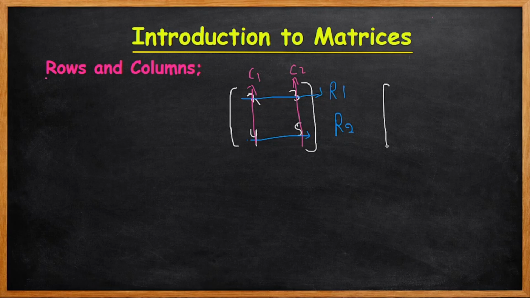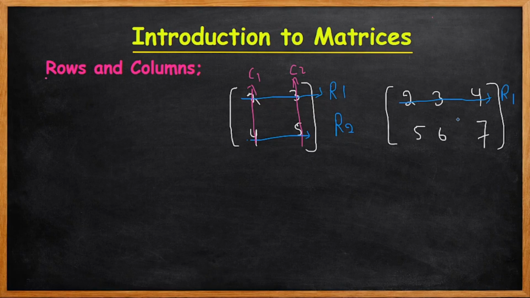In the same way, in this matrix, 2, 3, 4, 5, 6 and 7, there are 2 rows and 3 columns. This is the first row and this is the second row, while this is the first column, this is the second column, and this is the third column. So in this matrix there are 2 rows and 3 columns. In the previous matrix there are 2 rows and 2 columns.